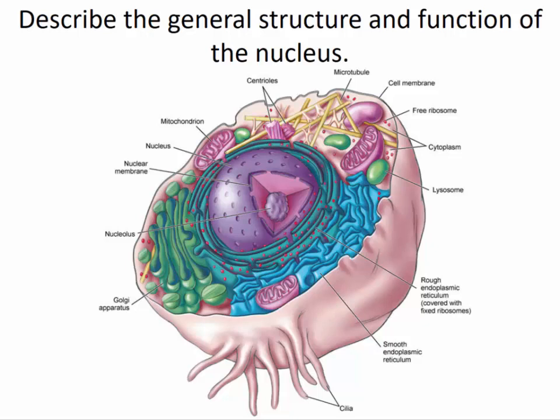Now let's describe the general structure and function of the nucleus. The nucleus is a cellular organelle. Located in the center of the cell, it contains genetic material, DNA. If you will, it's the cellular headquarters where the DNA contains the blueprint for building body proteins, as we've previously discussed. The nucleus is bound by a double-layered membrane, the nuclear envelope.